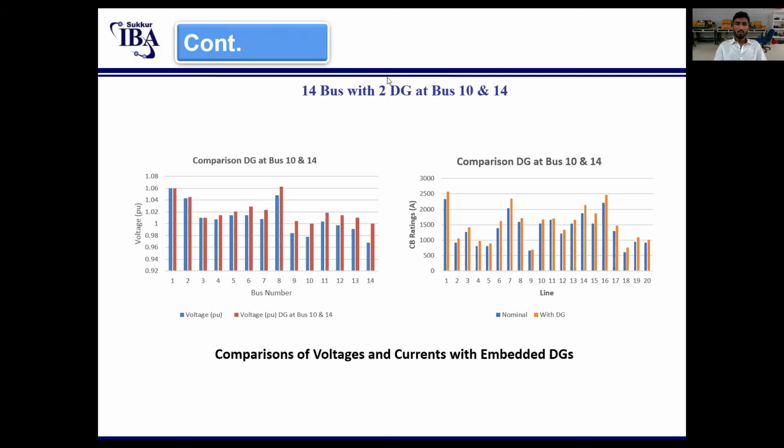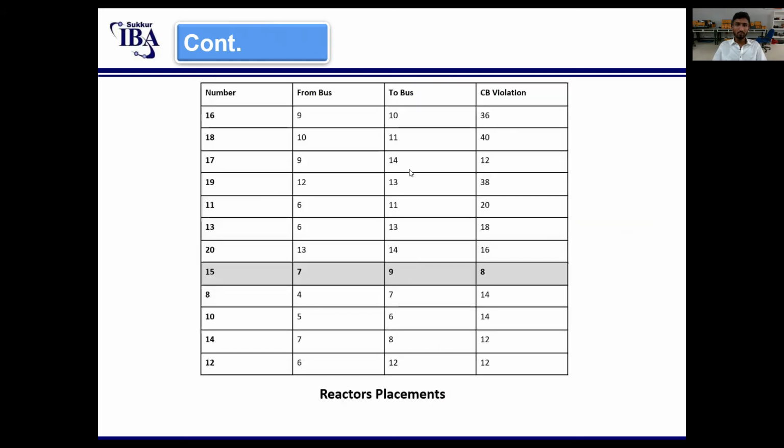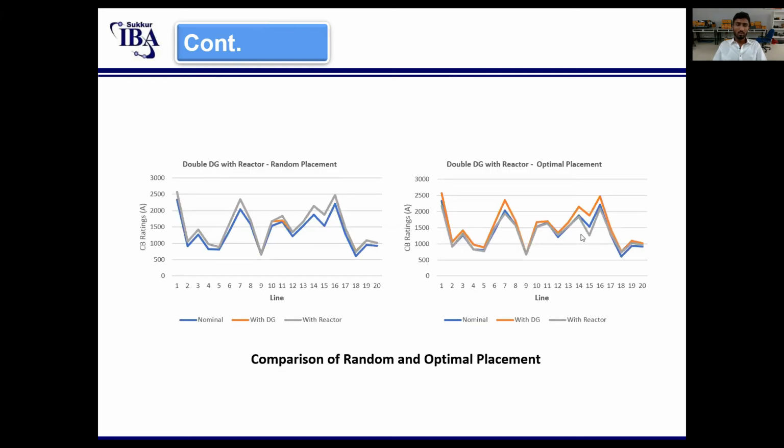When DGs are increased, for example when there are two DGs in the system at bus 10 and bus 14, then this is the voltage profile of all the buses, and these are the circuit breaker current ratings when the DGs were added. These are all the fault current limiter ratings, and line number 15 is the optimal location, as we see that there are 8 violations in the system. These graphs show the difference between random placement and optimal placement of the reactor in the system when there were 2 DGs.